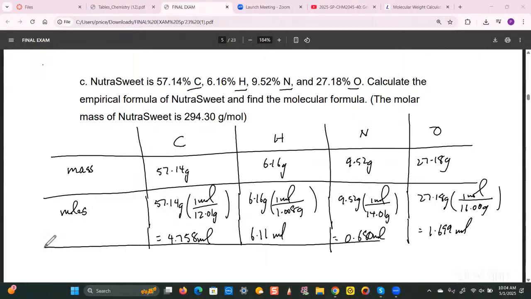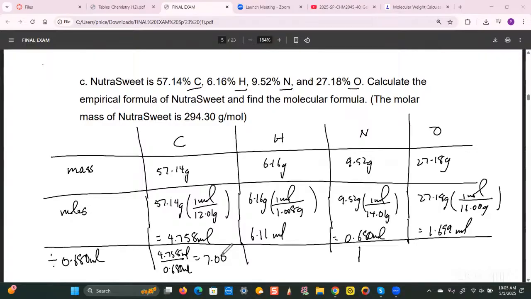Next step. 0.680. Exactly, that's the lowest of these. So divide right through by 0.680 moles. This will give 1 for nitrogen. So let me divide 4.758 moles by 0.680 moles. According to my calculation, rounded off to 3 sig figs, that would be 7.00.